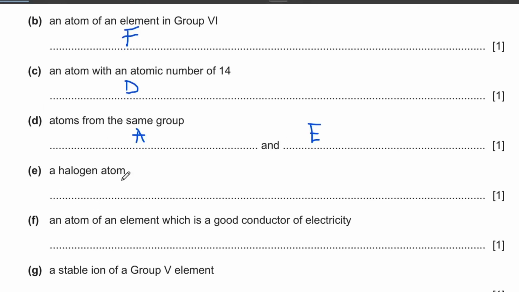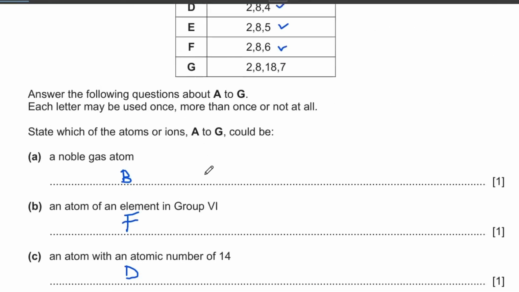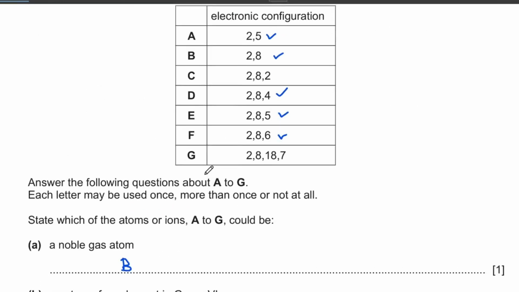Next, a halogen atom. Now, halogen is another name for group 7 element. So we are looking at group 7. And how do you know which one belongs to group 7? We check the number of electrons they have in the outer shell. As you can see it here, element G has 7 electrons in the outer shell. So that means element G is a halogen.